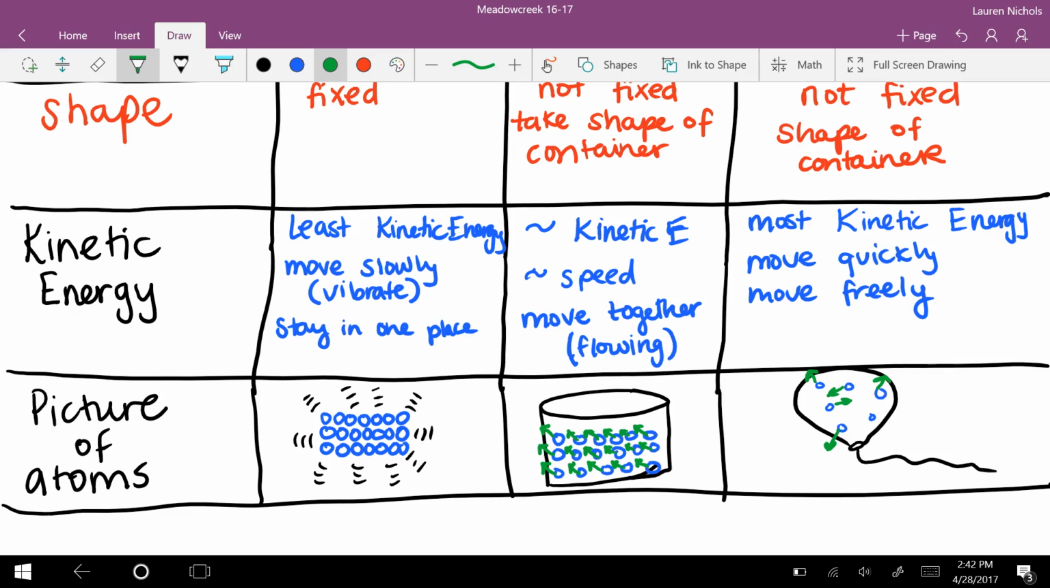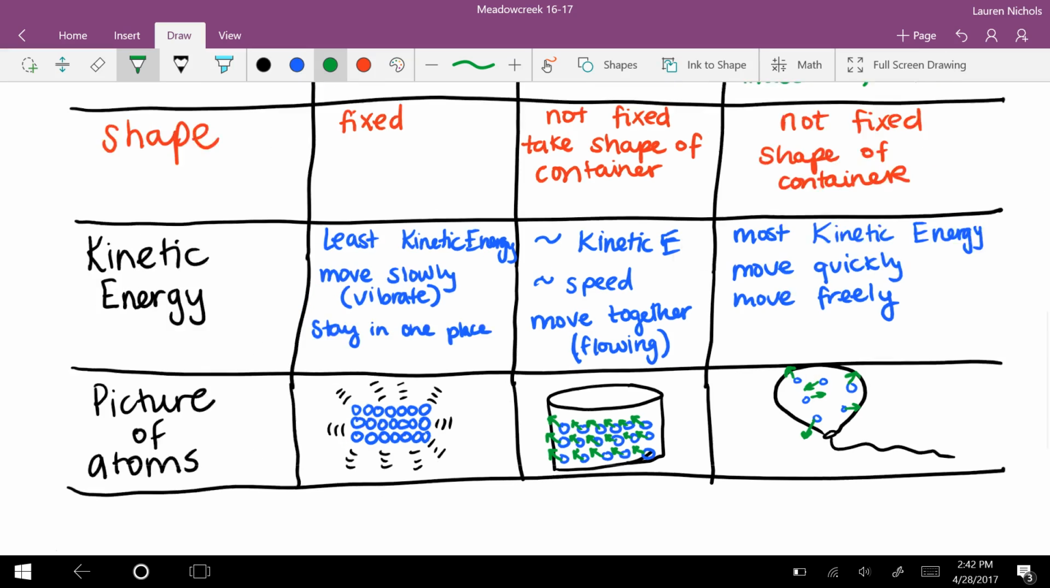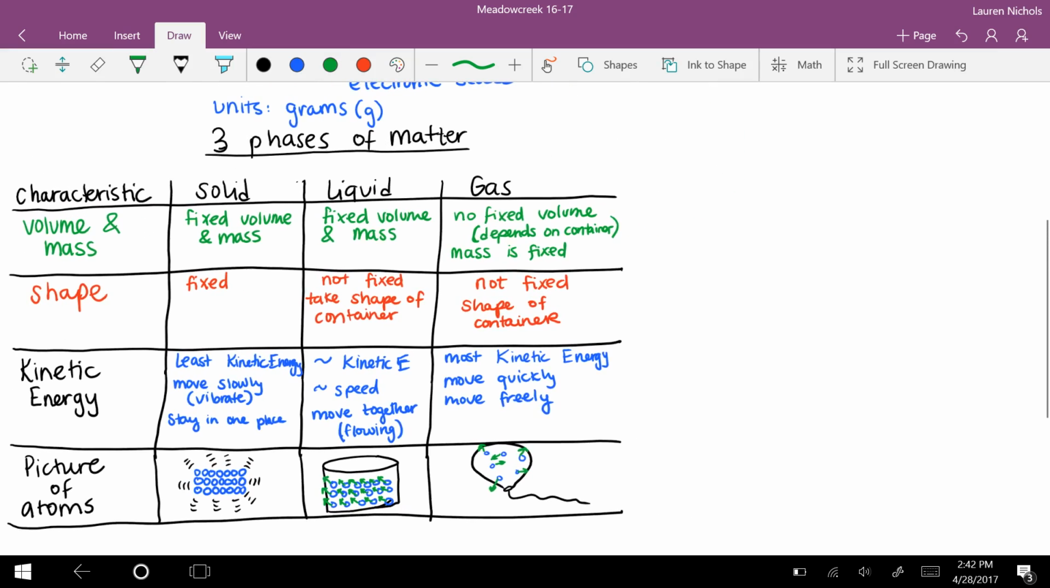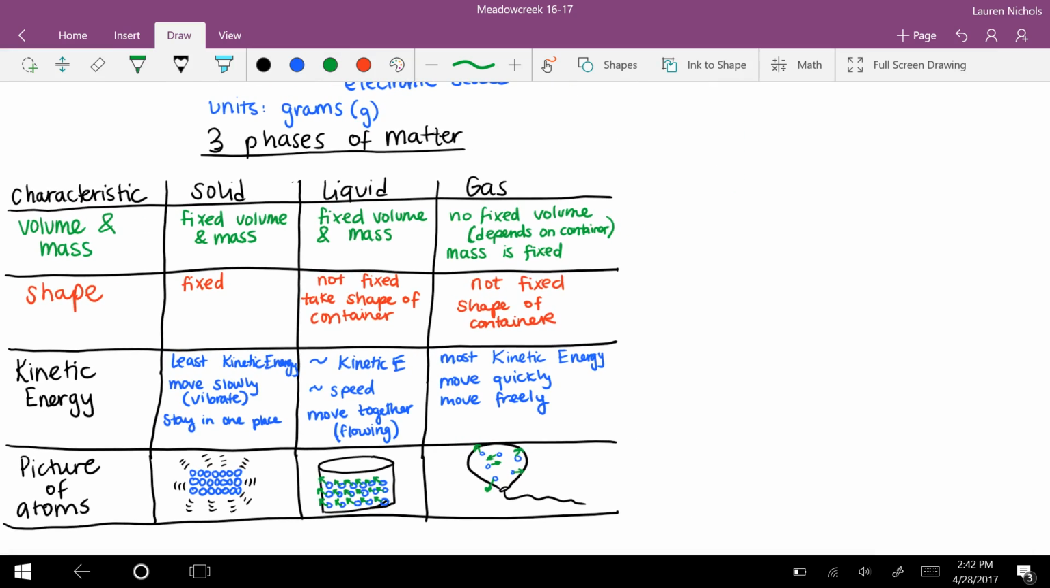Okay? They could be moving in the same direction, different directions, but they're all just moving crazy and they're moving fast. Okay? So this is kind of the idea of what is happening with that. So if we just review our chart, we've got these three phases of matter: solid, liquid, and gases.